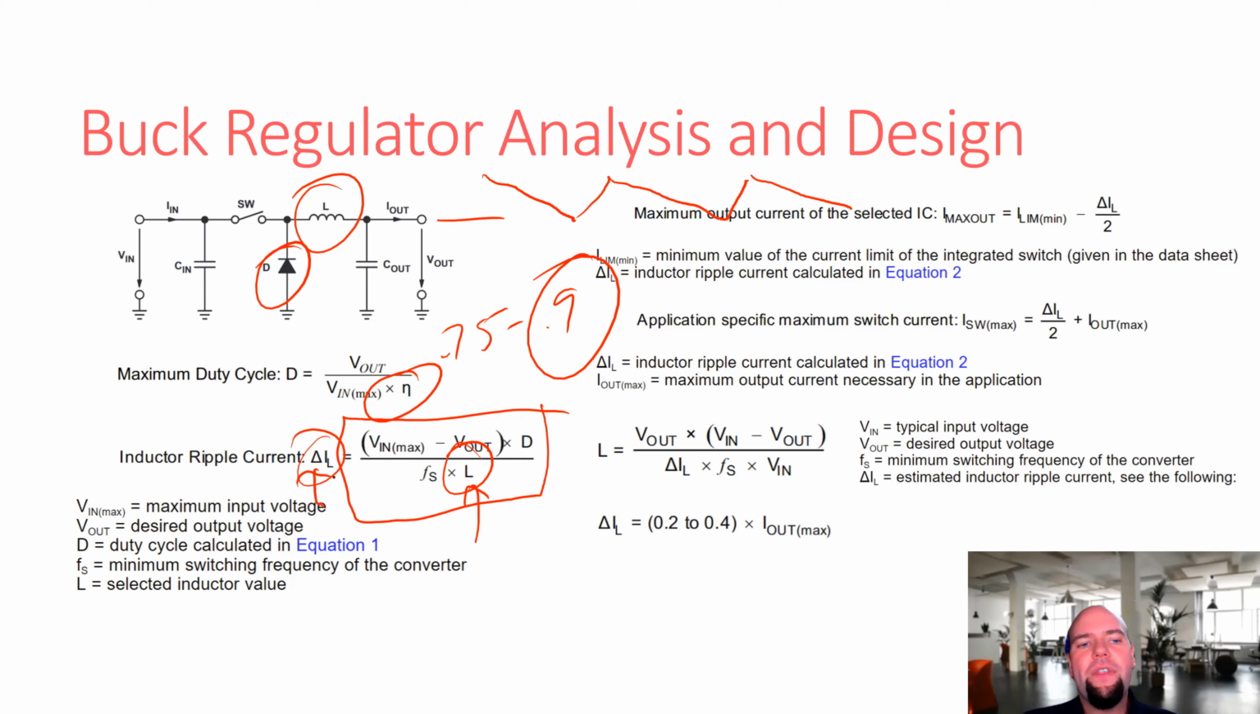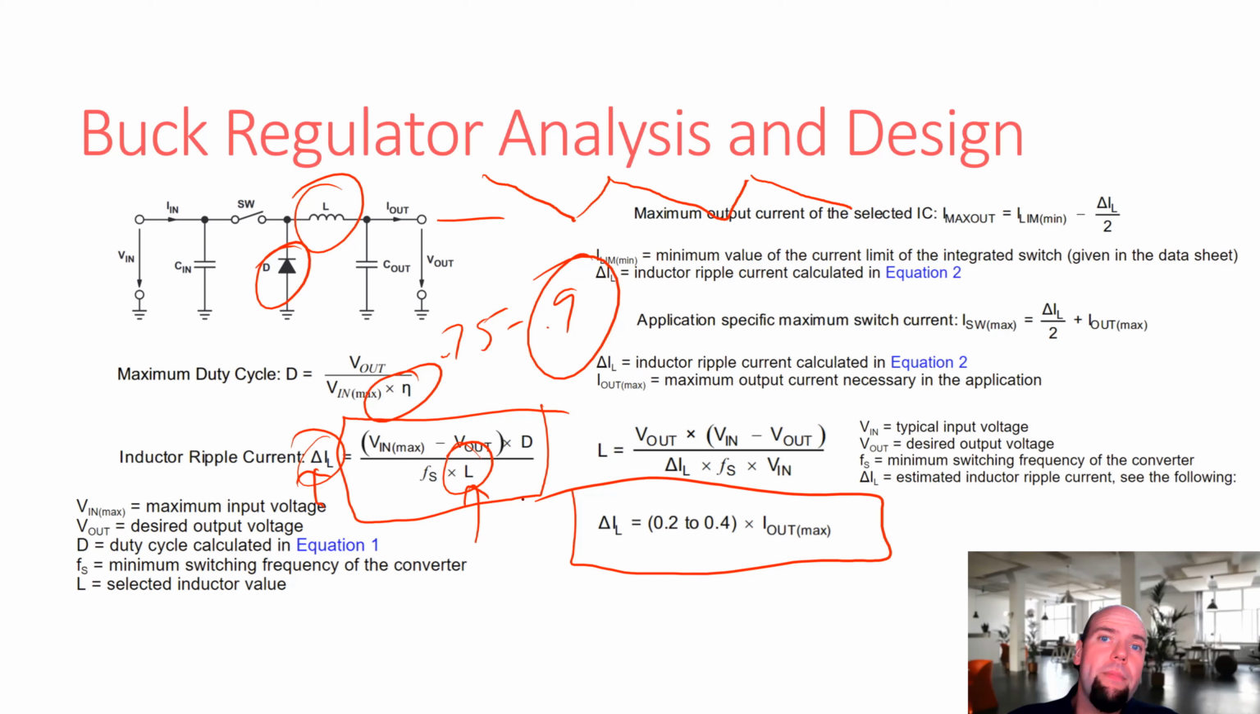Usually with inductor ripple, there's a rule of thumb where you typically want the ripple to be anywhere between 20 and 40% of your output current, and that's what they say here. So usually you'll say, let's keep the ripple to maybe 30%. If you're okay with your circuit being a little more noisy, maybe you push it to 40%. If you want it a little smoother, maybe closer to 20%.